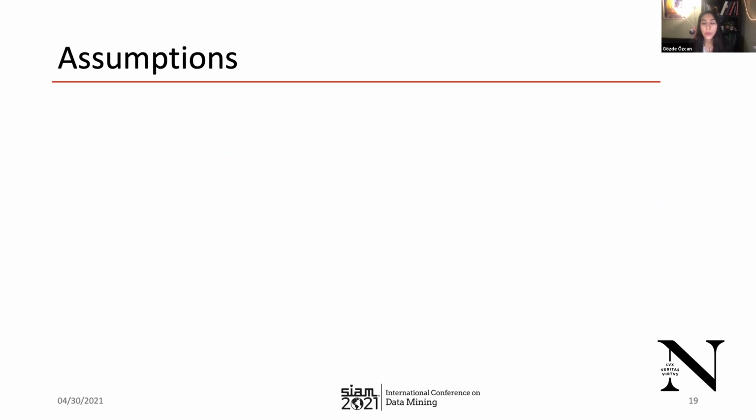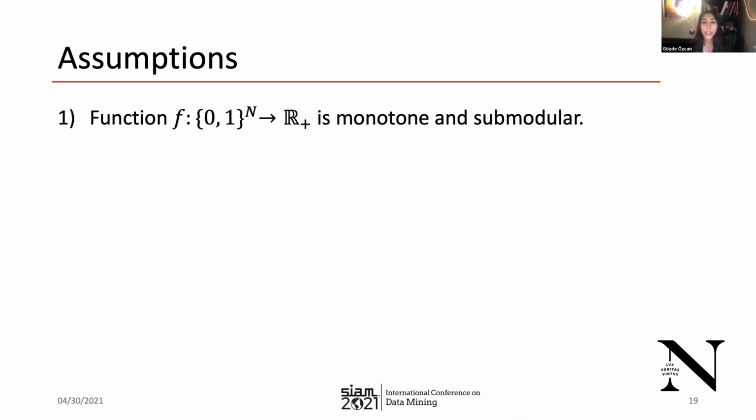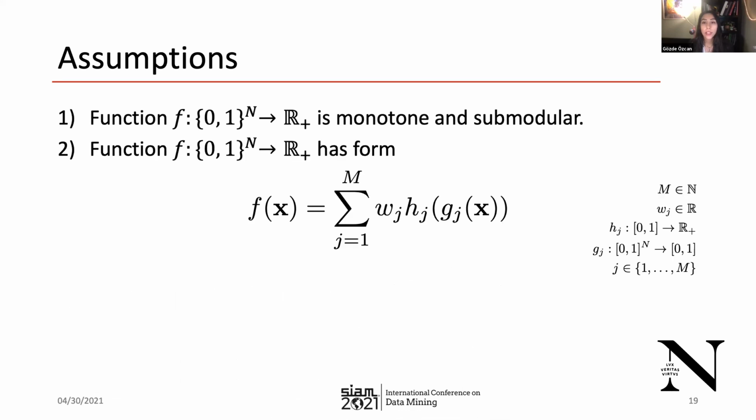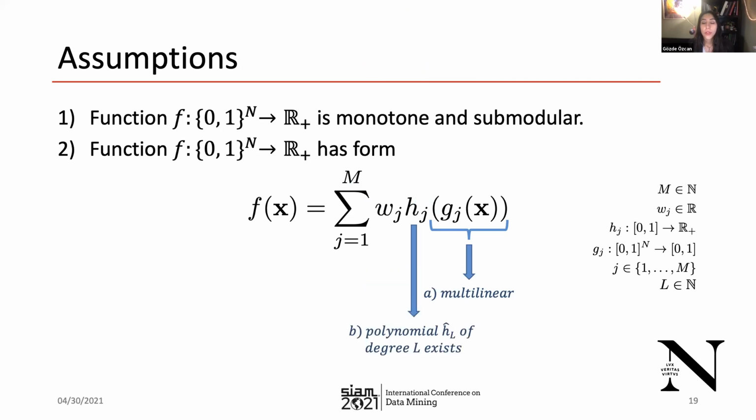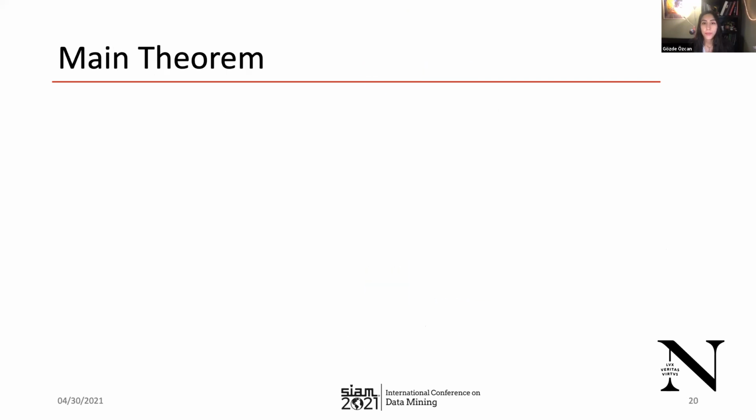We make the following two assumptions on f. First, we assume that the function f is monotone and submodular. Second, we assume that f has this form. This means that the function f can be expressed as a weighted sum of analytic functions of g, where g is a multilinear function and there exists a polynomial f hat of degree L.